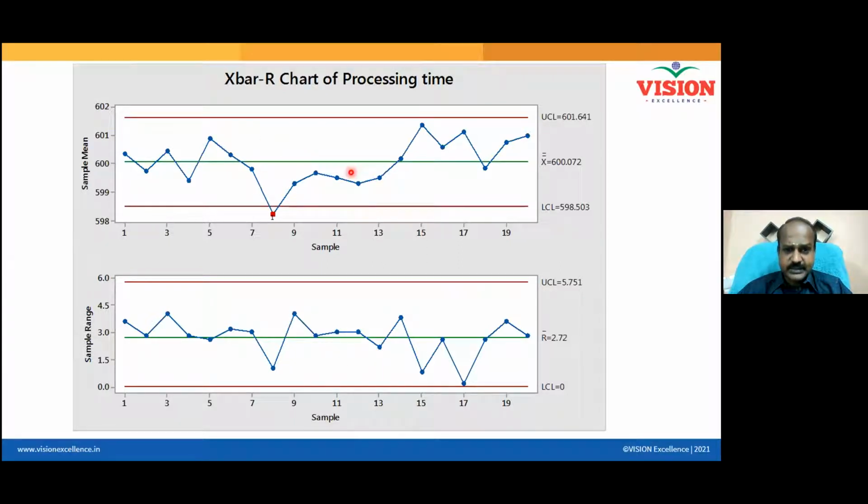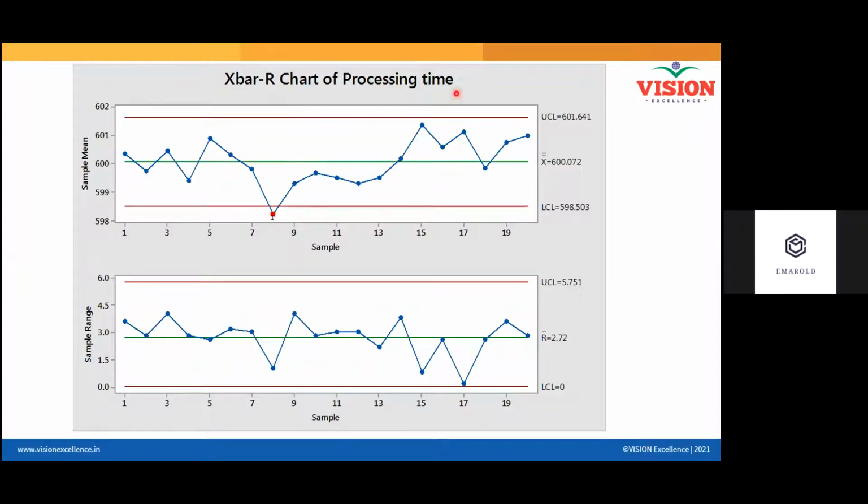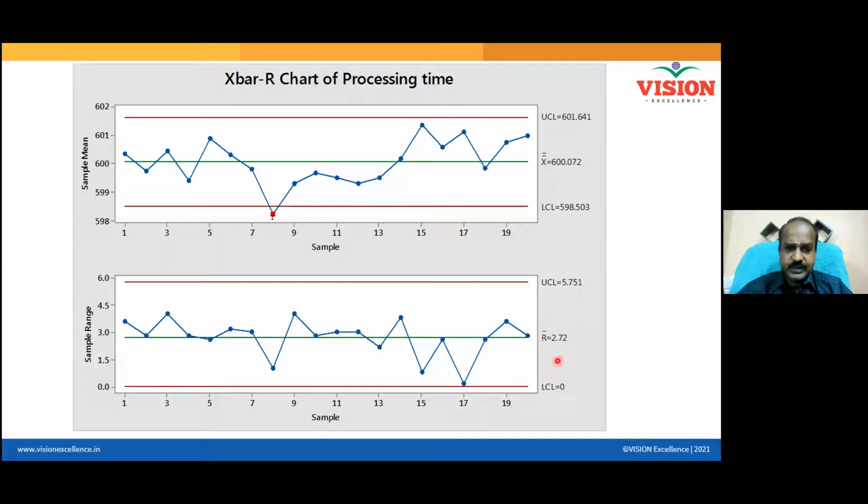Because in the construction of the X bar chart, for calculation of the upper control limit, you make use of the center line. So this center line will be valid only if all the points are under control. If the points are not under control, the center line is invalid. That is why I told you, only when the R chart is under control, plot the X bar chart. Otherwise not.